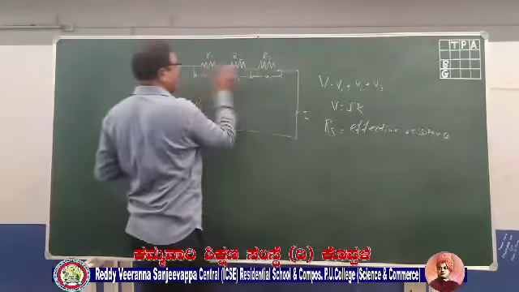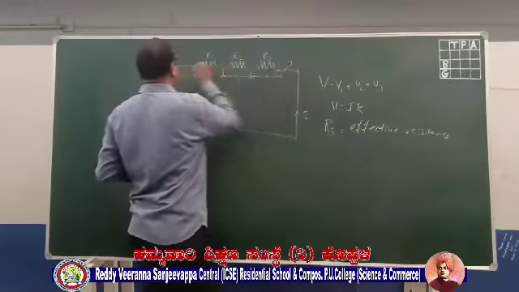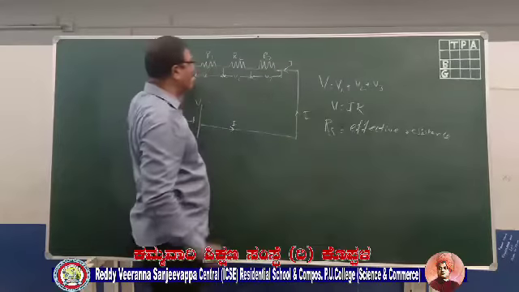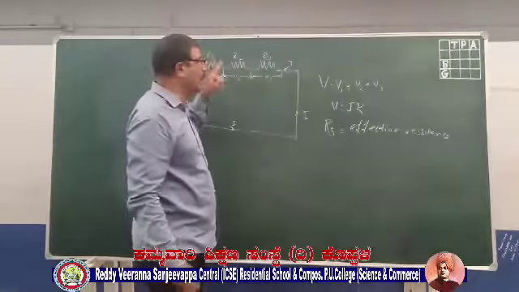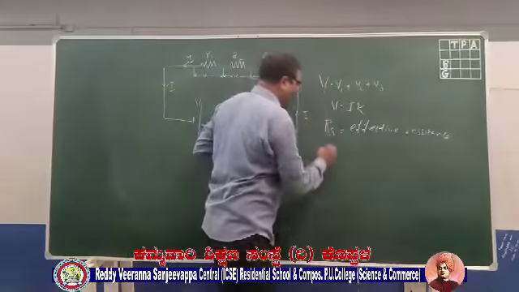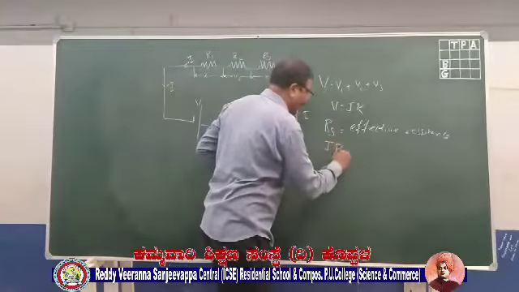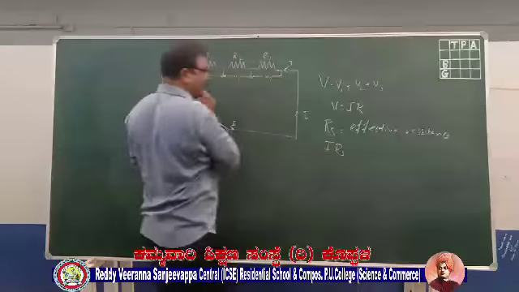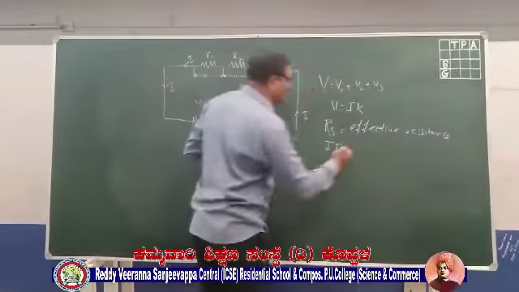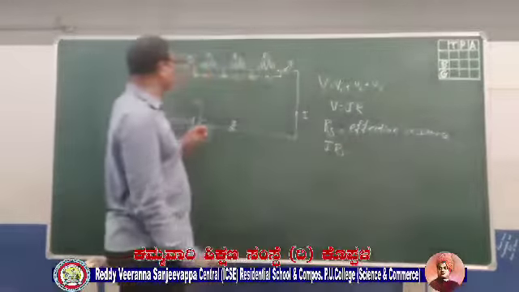But what is the current flowing? The current flowing is I here. The current flowing through the resistance is I. The same amount of current will flow. Therefore, let me replace this V with I into RS. I am taking it as the total combination, the total effective resistance. I into RS is equal to.